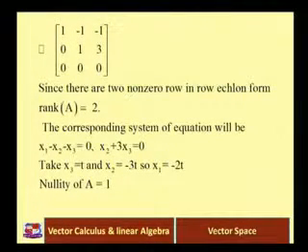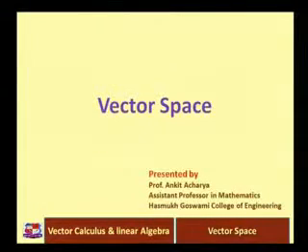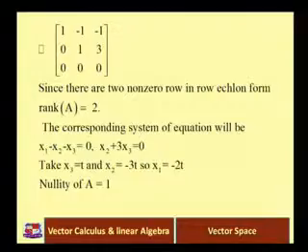So you can see on the screen there are only 2 non-zero rows. So the rank of A is 2 and we have 3 columns. So definitely the nullity of A is equal to 1. Okay, and you already know how to solve the equations. So here I complete the whole chapter, vector space. Thank you.